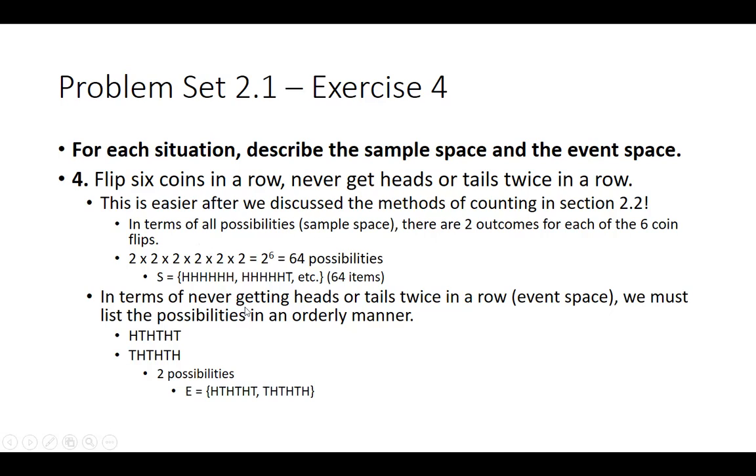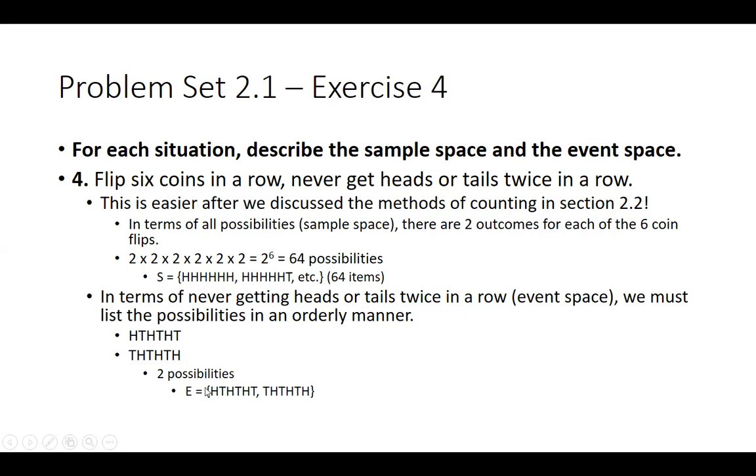Now, in terms of never getting heads or tails twice in a row, which would be the event space, we must again list the possibilities in an orderly manner. If we start with heads, since we want never getting the same thing back to back, the next one would have to be tails, then heads, then tails, then heads, then tails. If we start with tails, then we would have to alternate heads, tails, heads, tails, heads.